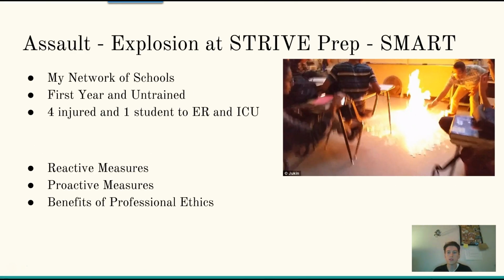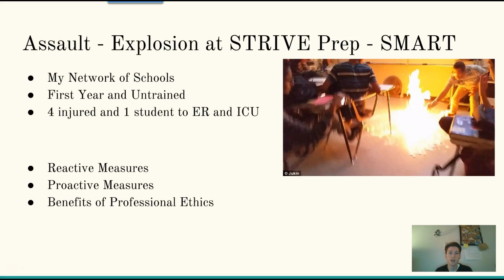All right, so some cases. I chose this one. It didn't actually end up becoming a case, but I did want to choose it because it was something that happened at my network of schools. So there was an explosion at the high school. It was a first-year chemistry teacher, and he was untrained. So I do work for a network of charter schools, and the network of charter schools does not require that teachers who are coming in have to have a teacher's license or have to have any kind of teaching experience. That being said, this has caused some issues with inexperienced teachers.